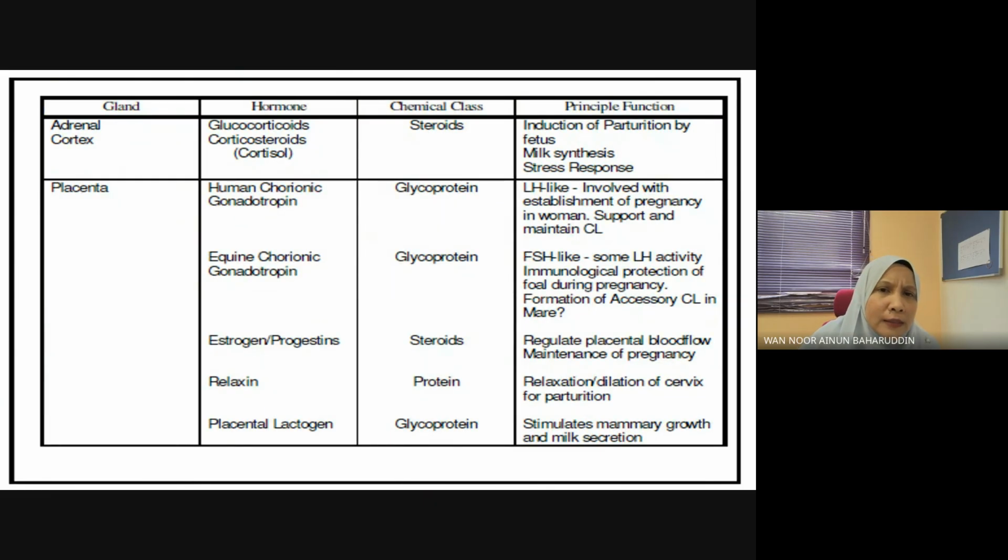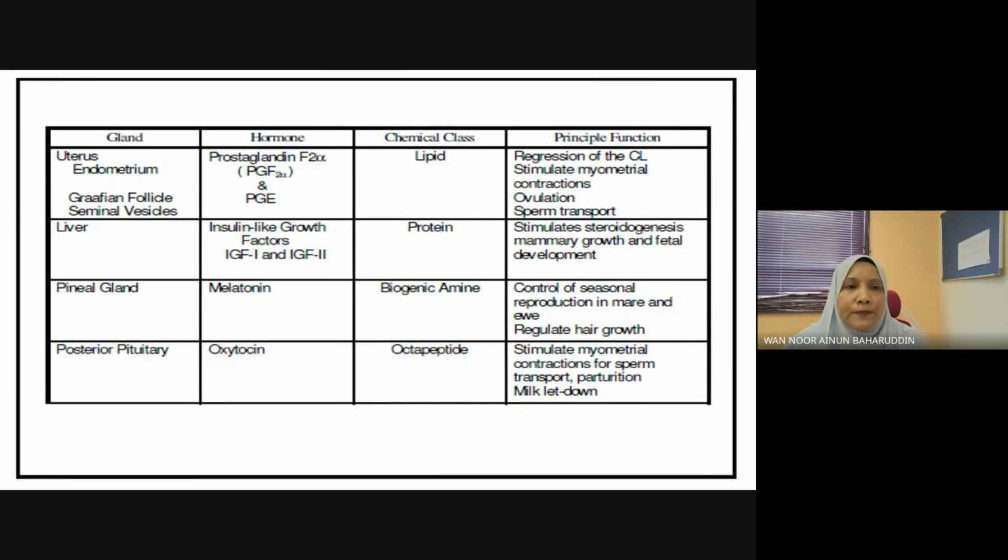These are types of gland inside for adrenal cortex. It causes the hormone cortisol to be released during the parturition by the fetus, as well as we do have the placenta. Placenta can release five types of hormone: HCG, ECG, estrogen, relaxin, and placenta lactogen. Placenta lactogen stimulates mammary growth and milk secretion.